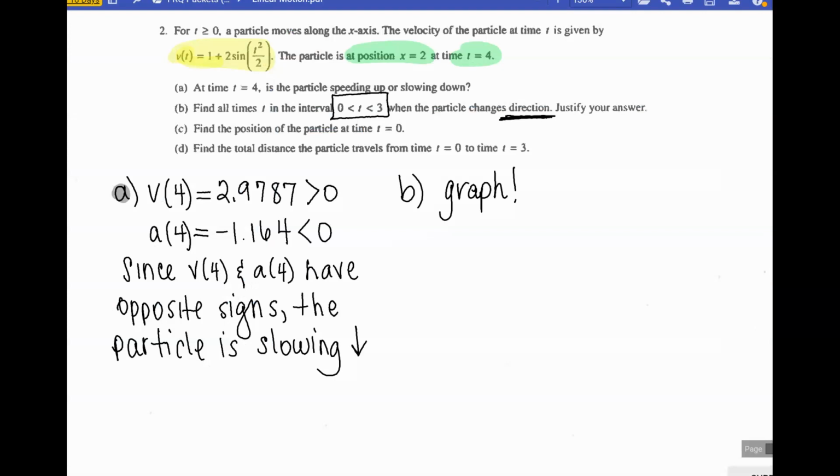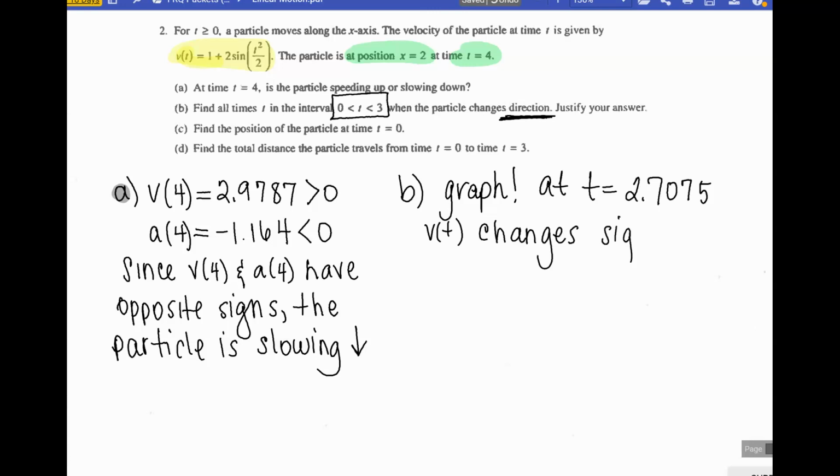All right, so at t equals 2.7075, v of t changes signs, therefore the particle changes direction.